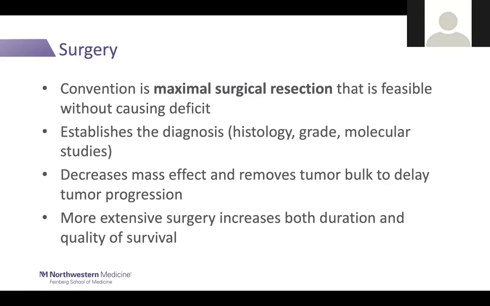Removing the tumor surgically straight up removes the mass effect that the tumor is causing on the brain. The skull is a fixed cavity. The skull will not expand or contract. Unfortunately, if there's a tumor in there, it can cause mass effect. So removing that bulk helps. It helps by immediately removing the mass effect on the brain, and by removing tumor bulk, can also help delay tumor progression, the speed at which tumor can return.